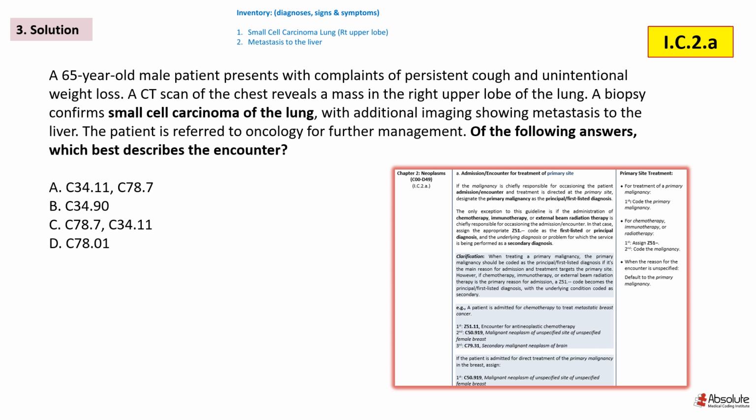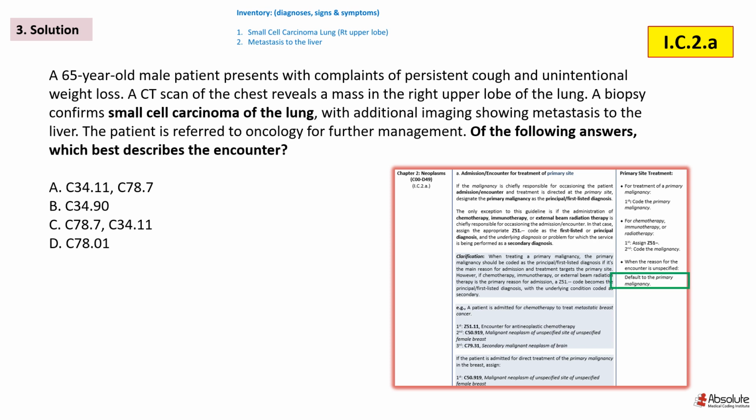All right, so there was a specific guideline. It was found in this language that said when you have both primary and secondary, and there's no evidence or distinction between which one is primary, which one is the reason for the encounter, then your default is to the primary malignancy, right?